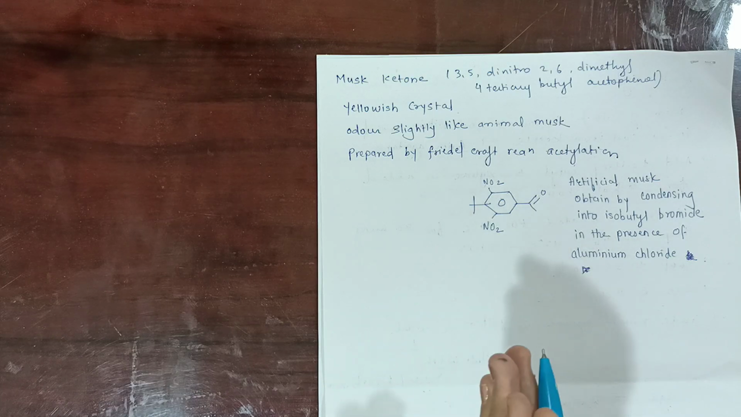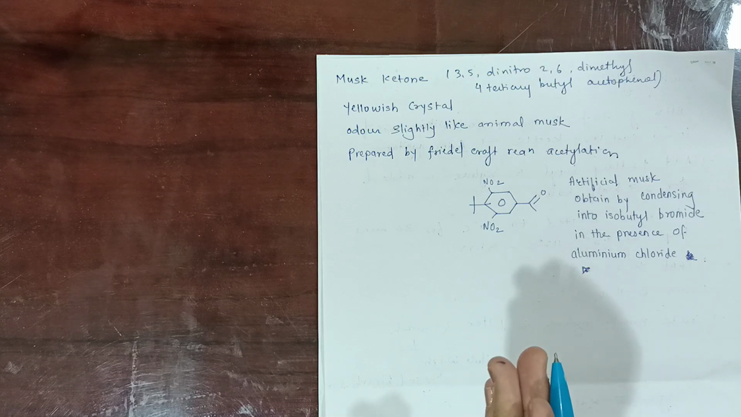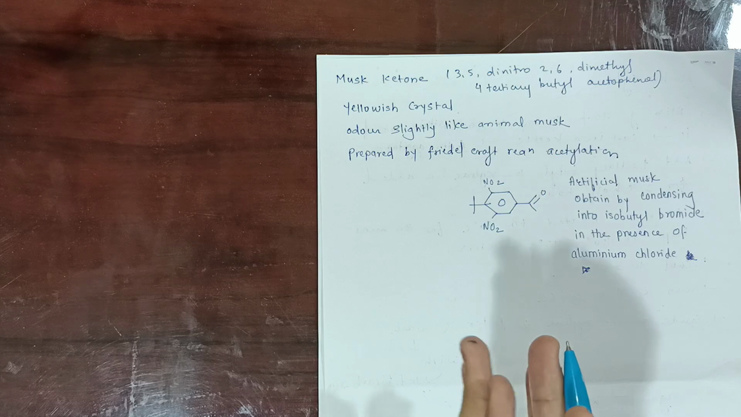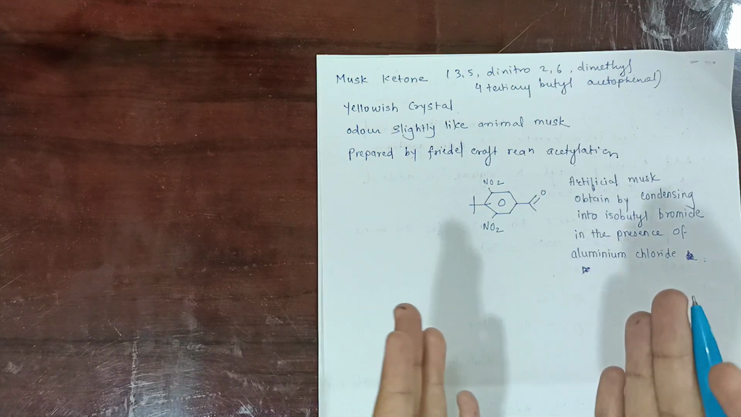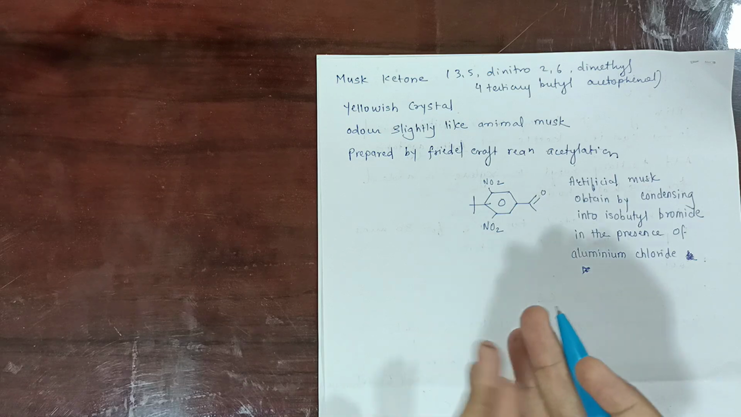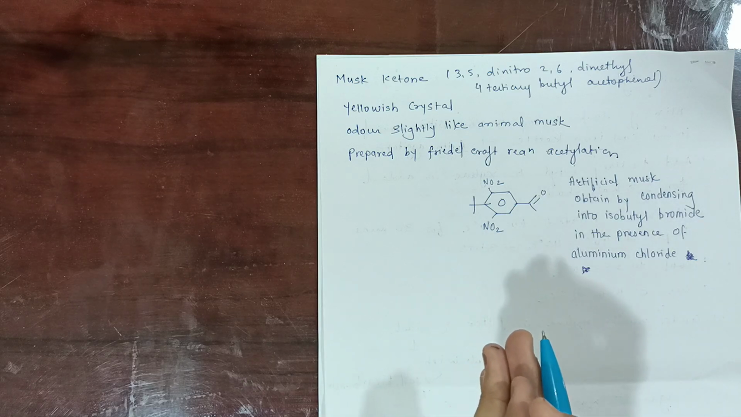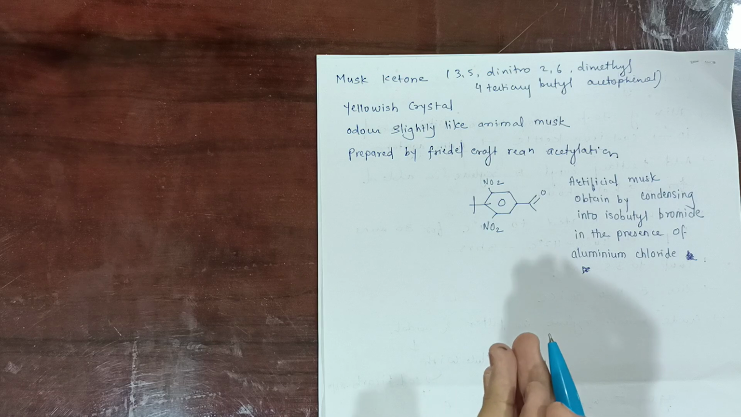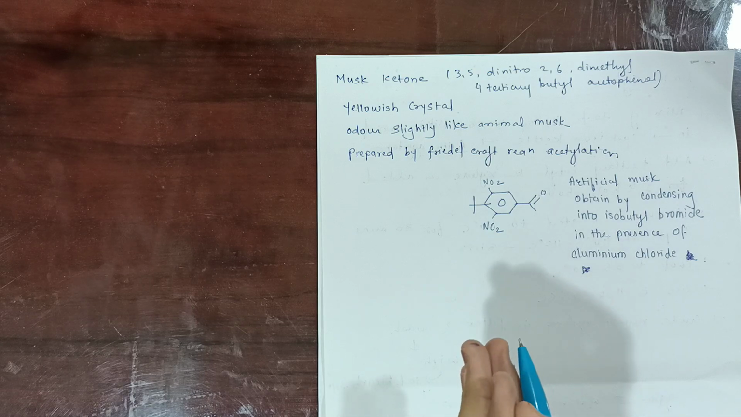So these are the examples of nitration. Musk ambrette, musk xylene and musk ketone all slightly resemble the smell of the original musk. These are very cheap as compared to the original musk which we get from the musk deer.